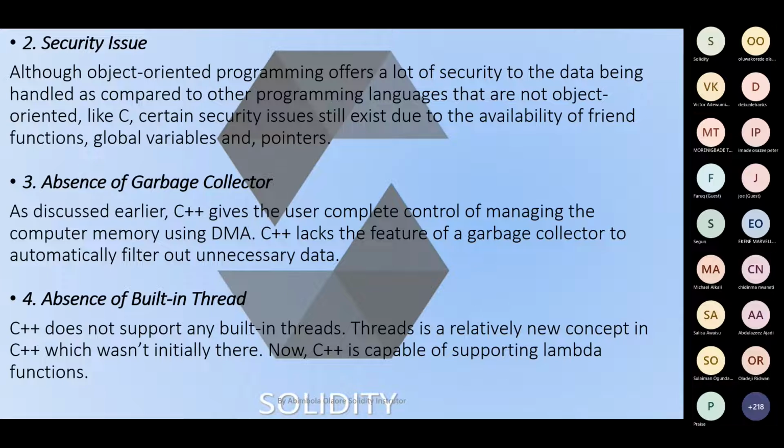Number 2, security issue. Although object-oriented programming offers a lot of security to the data being handled as compared to other programming languages that are not object-oriented, like C, certain security issues still exist due to the availability of friend functions, global variables, and pointers.